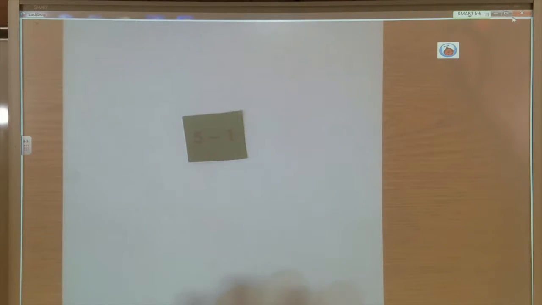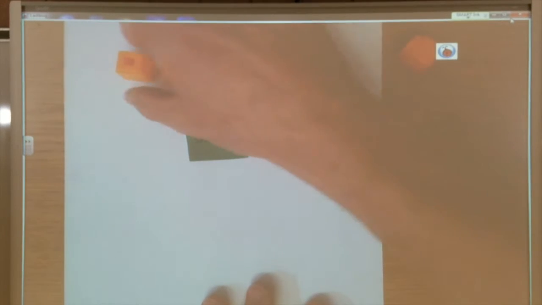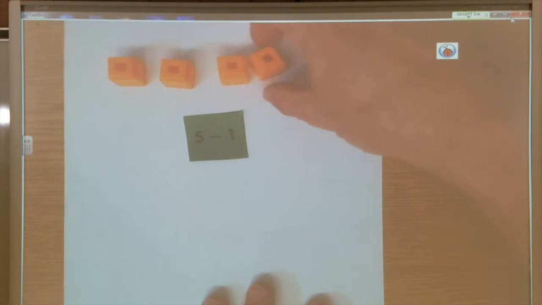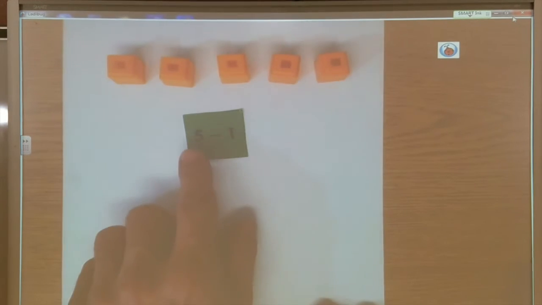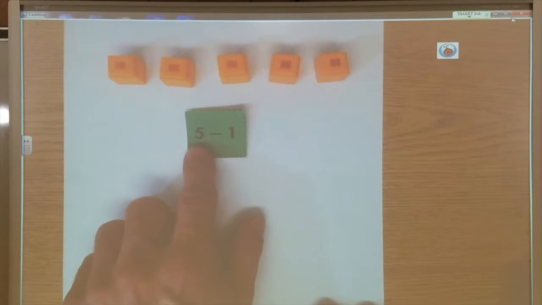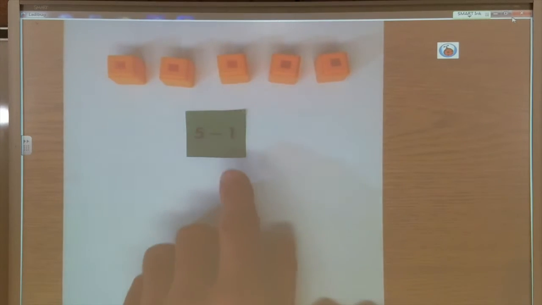So in that story, we would want children to build that using a concrete tool. Counters, these happen to be connecting cubes, but they can be anything that you have handy. So just as with addition, this first number is going to represent what they build. So I start with 5.